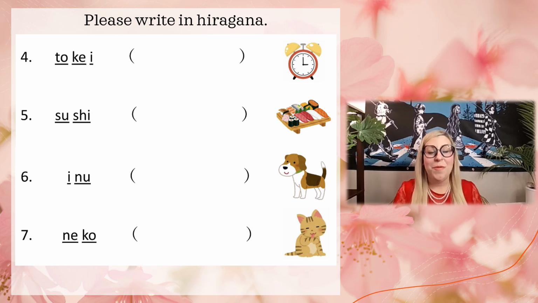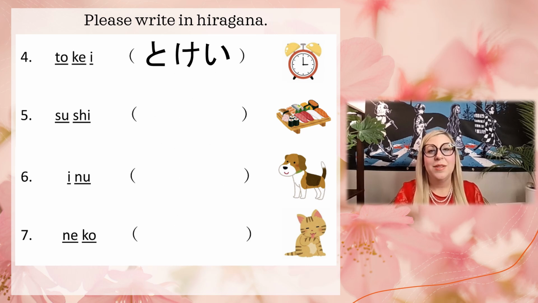All right, so number 4, we have tokei. On the right, we see that means clock. So we have 3 hiragana, tokei.